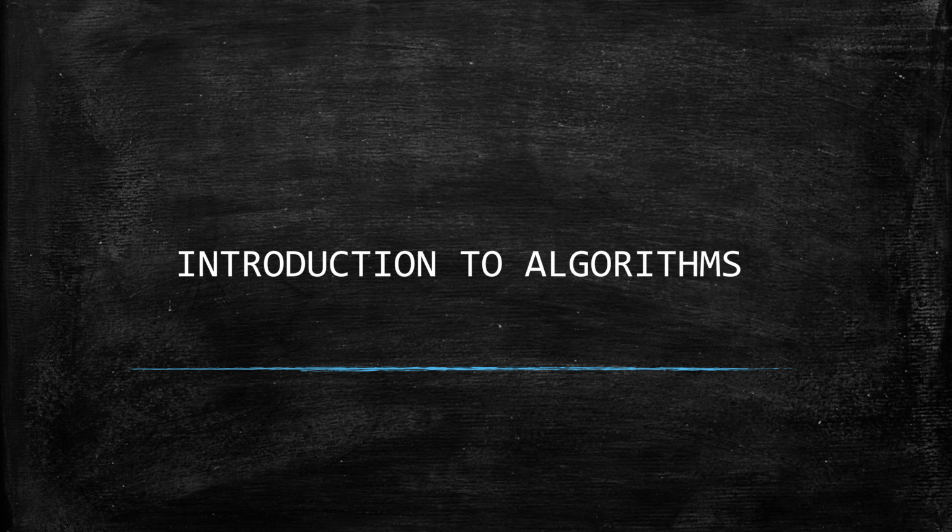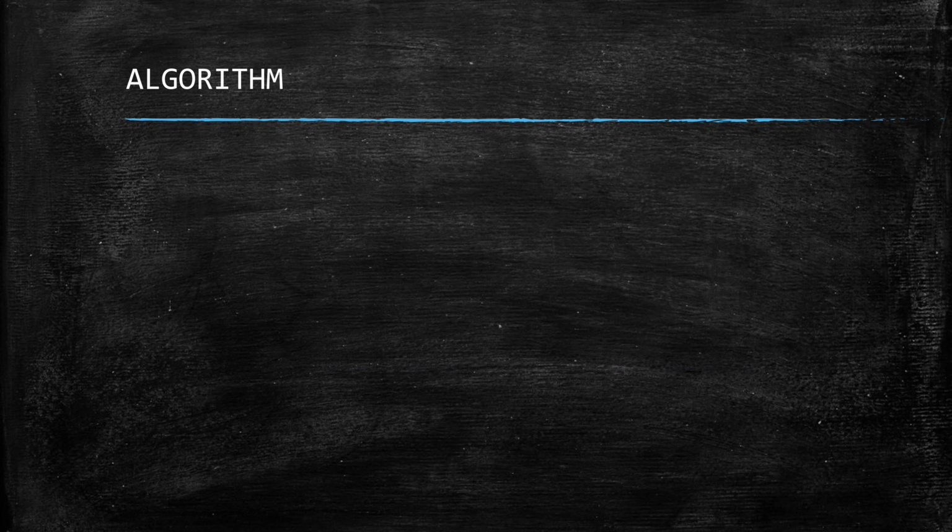Today we will learn basics of algorithms. So what is an algorithm? It's a set of instructions to perform a task to solve a given problem. A set of instructions is nothing but the steps to be followed to solve a particular problem.